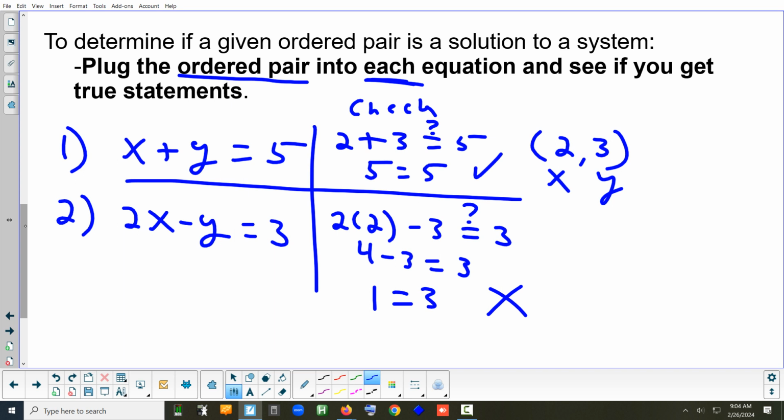So when you find an answer, it has to work in both. What if you check it in the top one and it doesn't work? Do you need to check the bottom one? No, because it has to work in both. So if you check it in the top one and it doesn't work, you can just say it doesn't work. You don't even have to check the bottom one. But if it works in the top one, then you've got to keep going. You're not done because you've got to check that it works in the bottom.